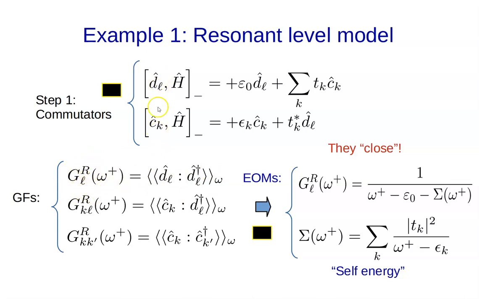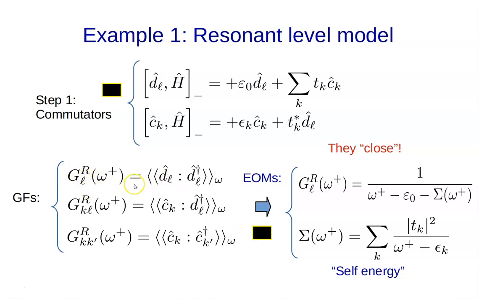So I have two types. I have a diagonal in L, GLR, and I have a diagonal in K, but actually K and K prime, because I have more than one level in K. And I have this off diagonal in K and L too, right? So I have all these three equations, these Green's functions, and they are all related to each other because of these couplings, this coupling TK, right? But they do close, and we're going to see how that works.